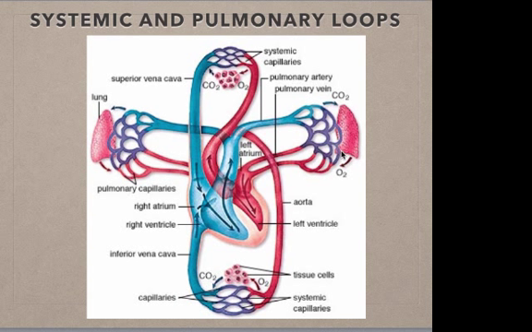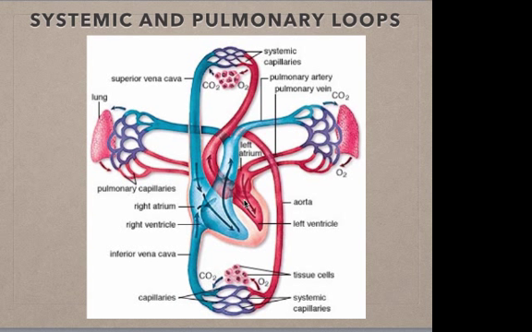Capillary beds in the lungs are the location of gas exchange, so CO2 leaves the blood and goes into the lungs, and then oxygen goes into the blood. And that's happening here on the left lung and on the right lung. And all of that oxygenated blood goes back into the left atrium, where it's going to move into the left ventricle and get pumped out to the systemic loop.